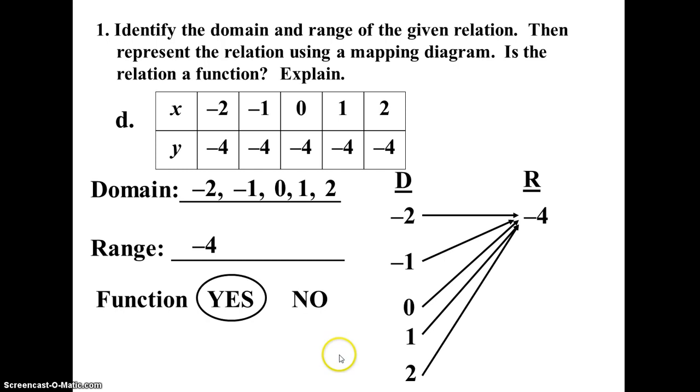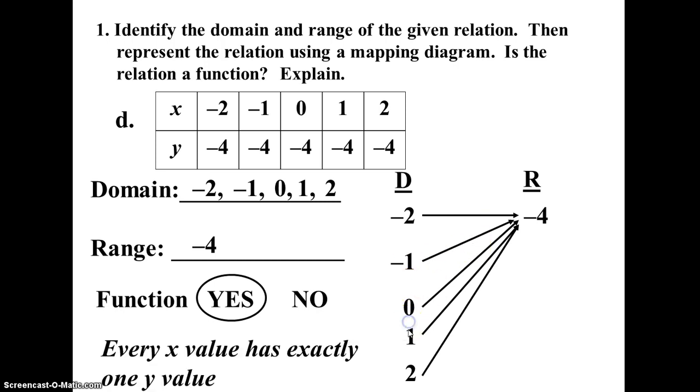So later on in another math class, you will study functions called one-to-one functions. One-to-one functions are such that not only does each input have only one output, but each output has only one input. So this is a function, but it's not a one-to-one function. So don't forget to write your reasoning.